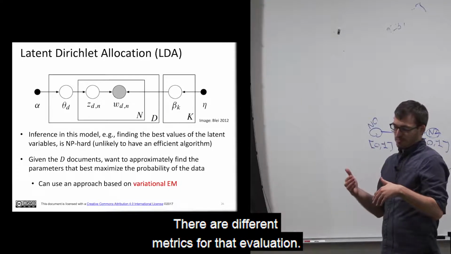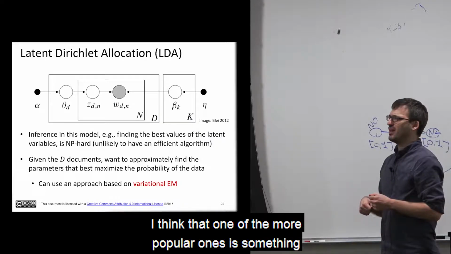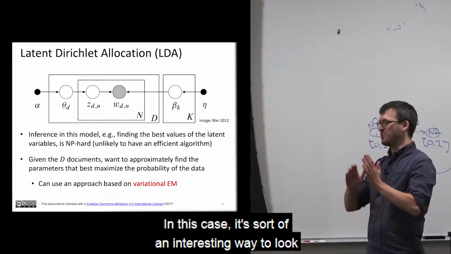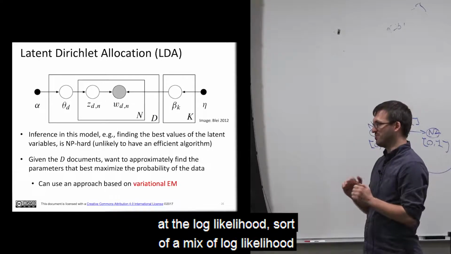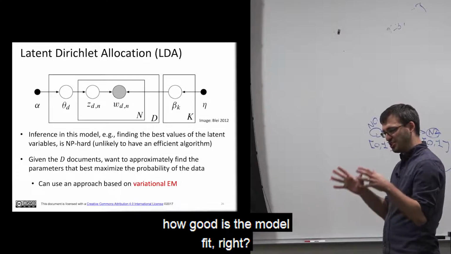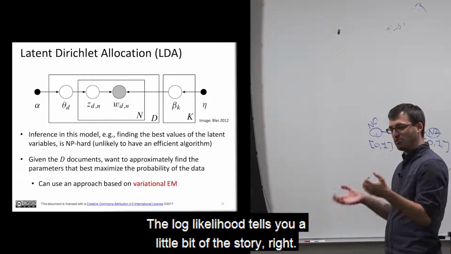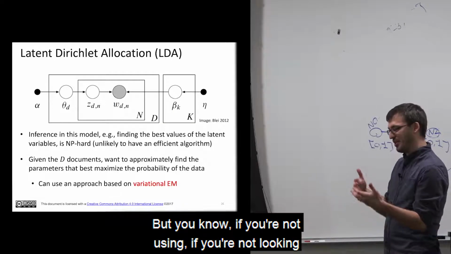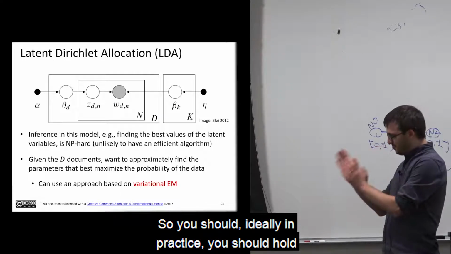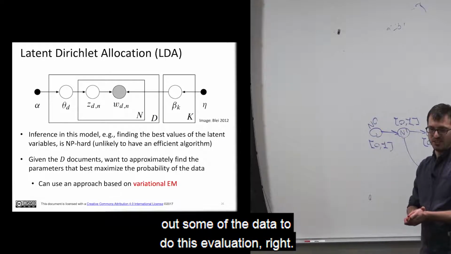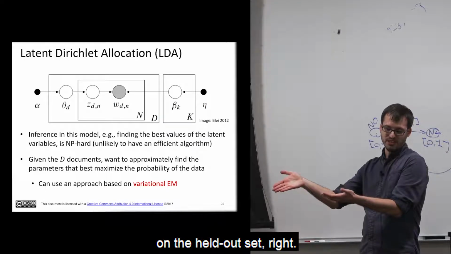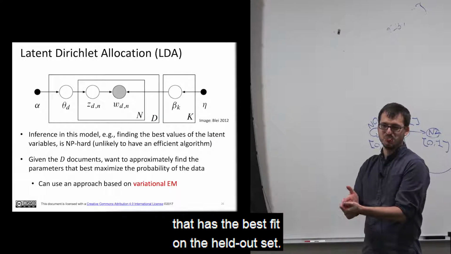There are different metrics for that evaluation. One of the more popular ones is something called perplexity. It's an interesting way to look at the log likelihood, sort of a mix of log likelihood and some other things, to evaluate how good the model fit is. The log likelihood tells you a little bit of the story, but if you're not looking at held out data, it only tells you part of the story. Ideally, in practice, you should hold out some of the data to do this evaluation. Then you could look at how good the fit is with different values of K on the held out set, and select the value of K that has the best fit on the held out set.